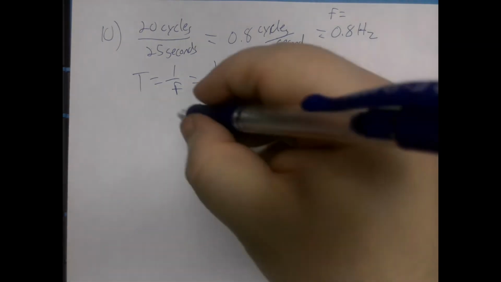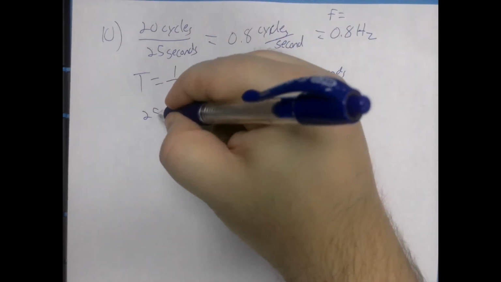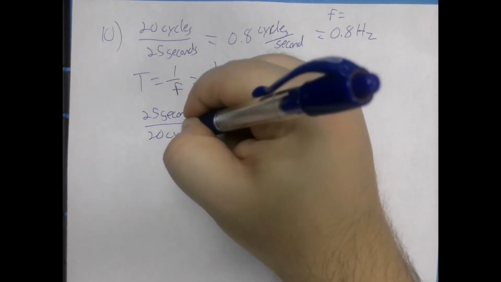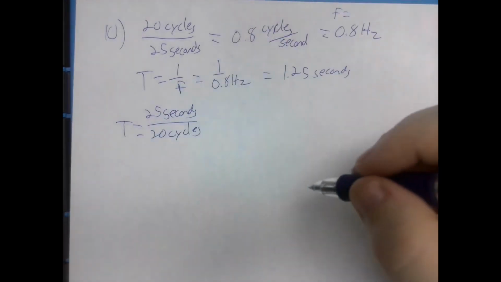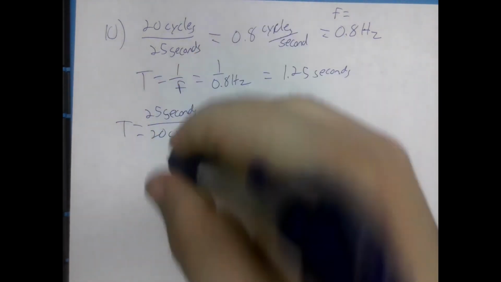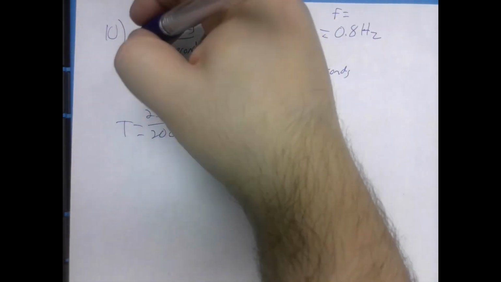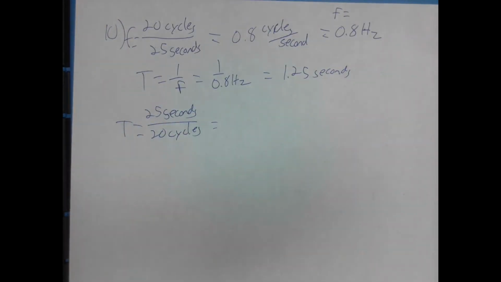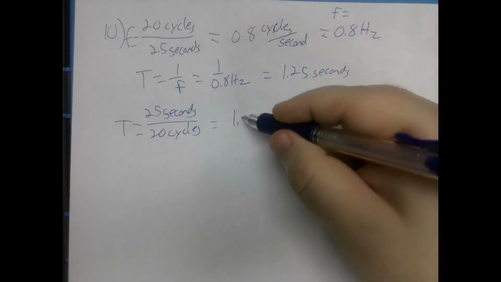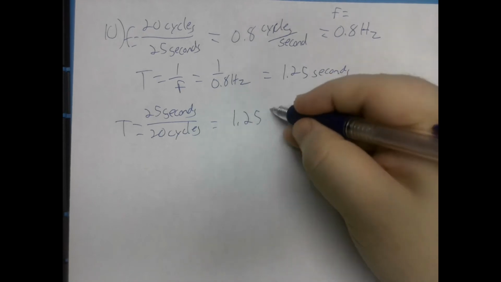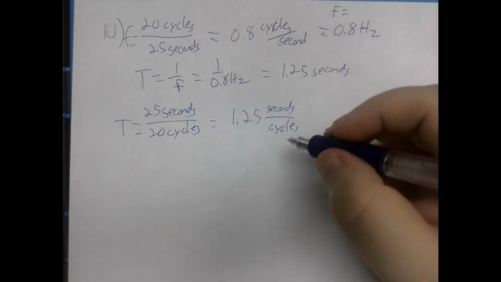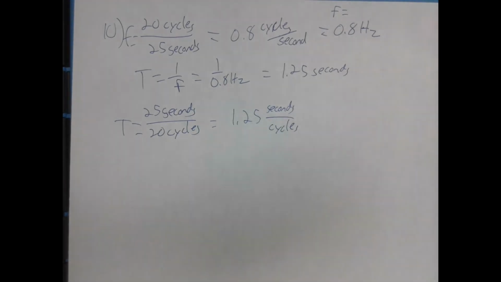Another thing we could have done is look at 25 seconds over 20 cycles. That would also give us period. That's telling us how many seconds per cycle. So period is going to be your number of seconds per cycle, while frequency will be your cycles per second. This will also give you 1.25 seconds per cycle. And we usually drop off the per cycle for period.